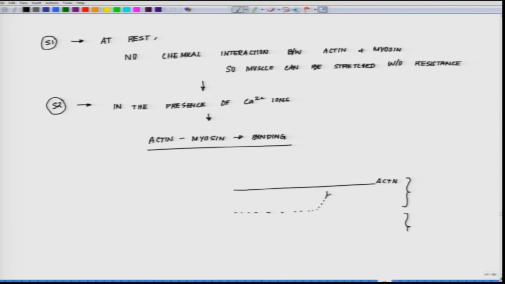Now, stage 2, when there is a calcium ion coming. As soon as the calcium ion comes, on this actin filament there are sites which are supposed to bind to the myosin filament. So, now this myosin head, this is myosin, binds to this active site. So, this is the zone of active site.